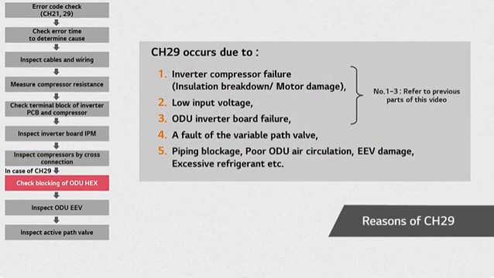Now, let's take a look at error CH29. Error CH29 deals with overcurrent in the inverter compressor, which occurs when the input current flowing through the compressor exceeds the allowed limits. CH29 occurs due to a failure in the inverter compressor caused by insulation breakdown or motor damage, low input voltage, ODU inverter board failure, a fault of the variable path valve, piping blockage, poor ODU air circulation, EEV damage, excessive refrigerant, etc.